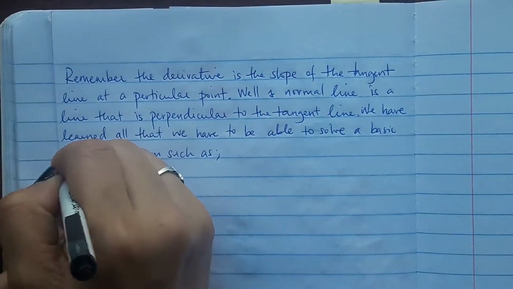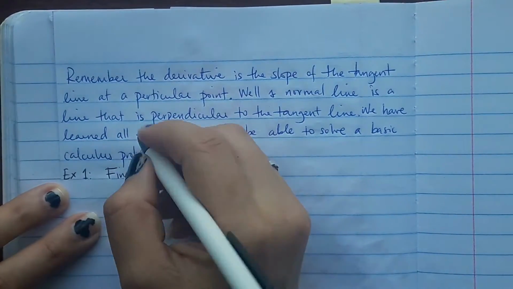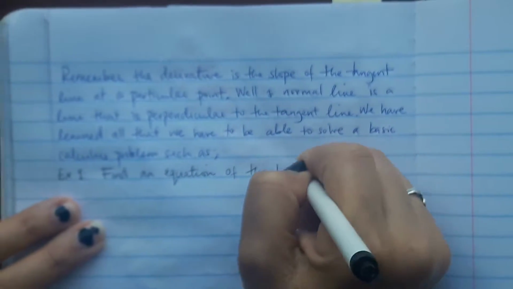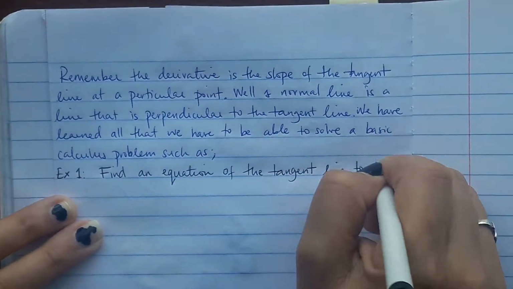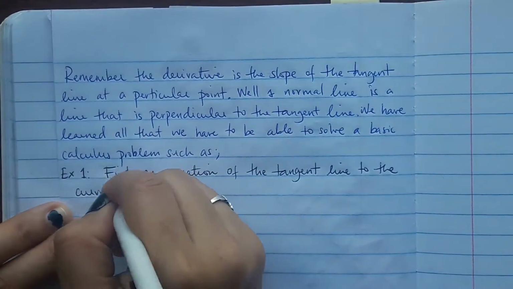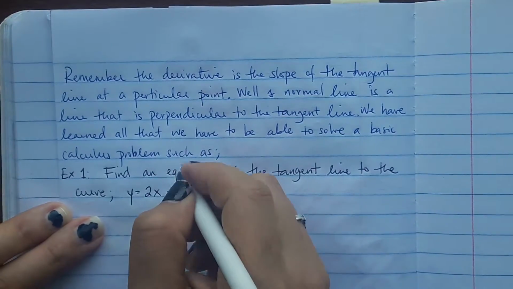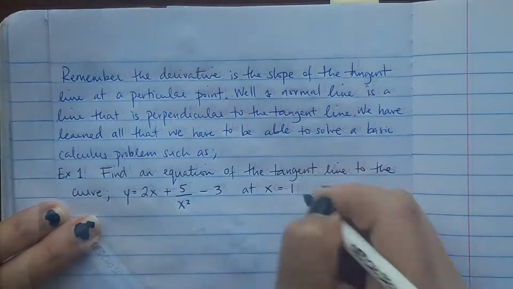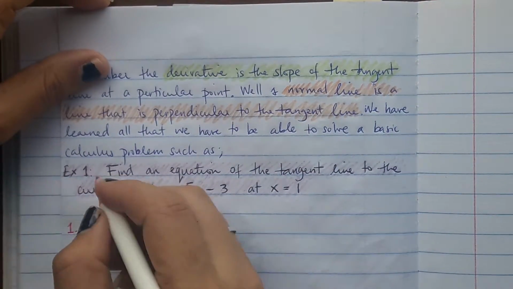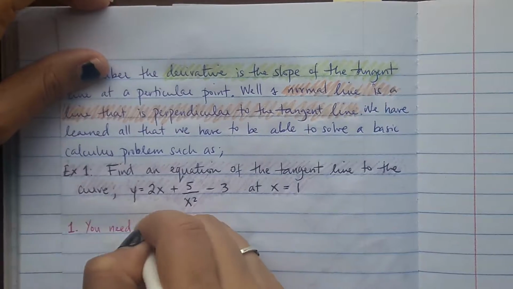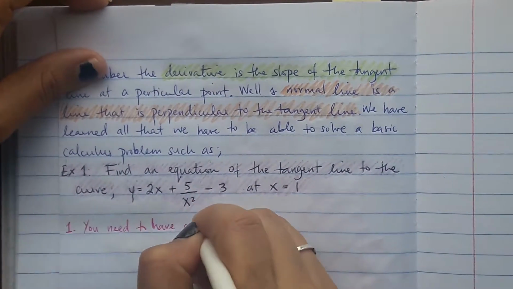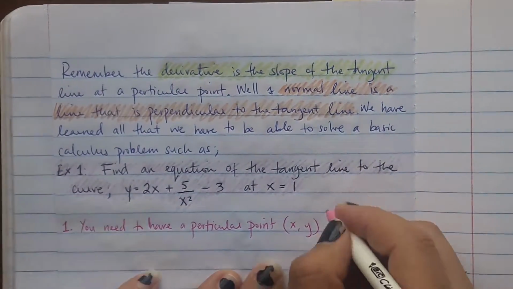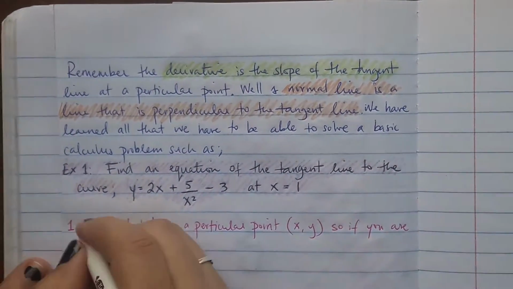Alright, so example 1. The question is, find an equation of the tangent line to the curve y equals 2x plus 5 over x squared minus 3 at x equals 1. Alright, so the very first step is you need to find a particular point x, y. So if the question only gives you one coordinate, find the other by plugging it back in.